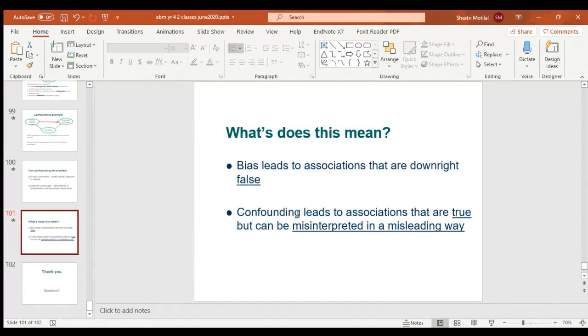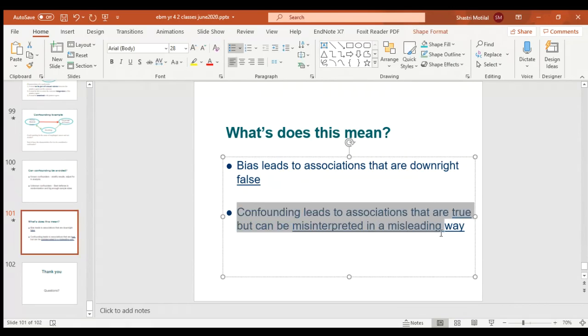What does this mean? It means bias leads to associations that are false, but confounding leads to associations that could be true, but that you could misinterpret in a misleading way. And this is a common one we always see mentioned in the literature. People say there's an associated link between this factor and this disease, but it doesn't mean that the factor is causing the disease. The big point I want you all to get from this is that association is not causation.